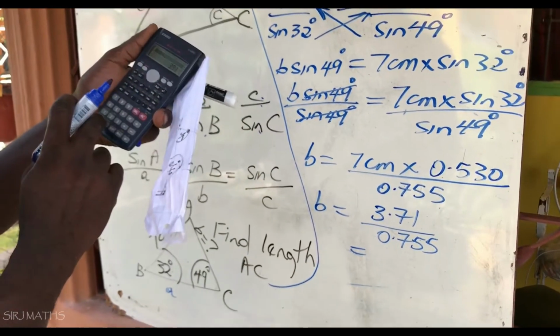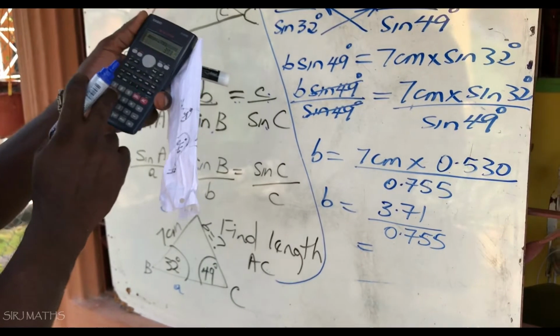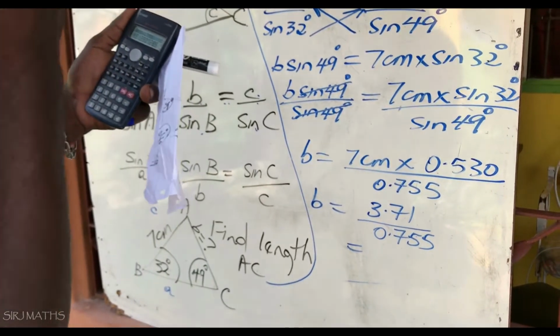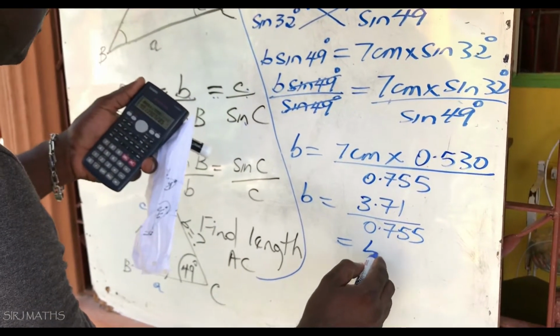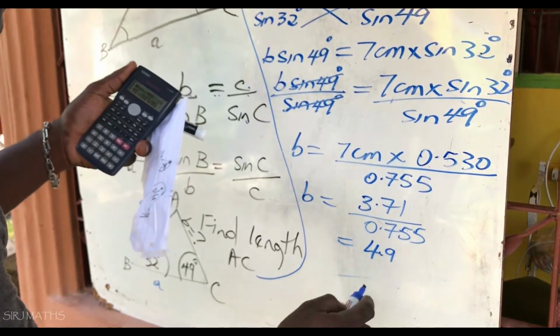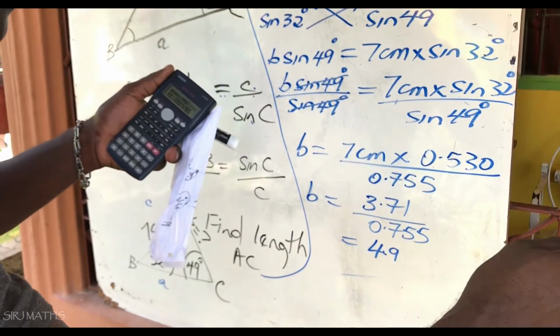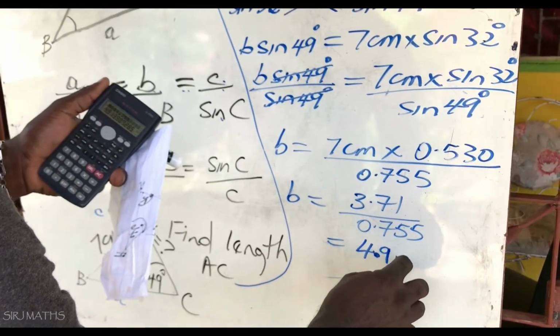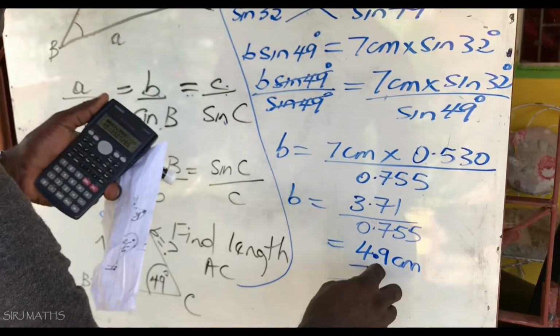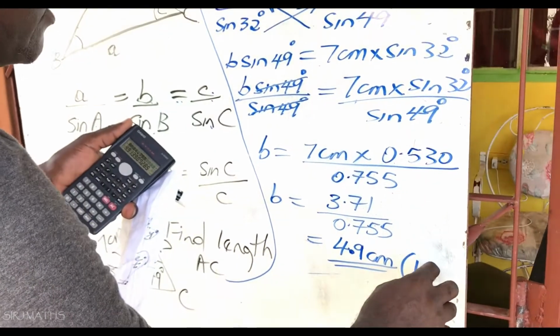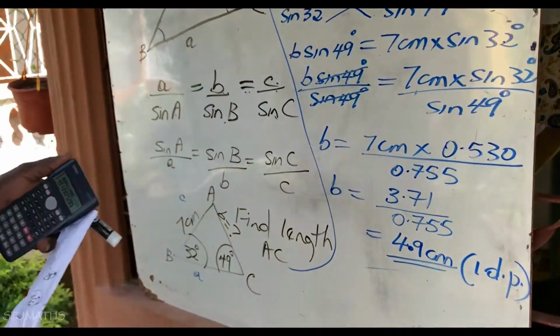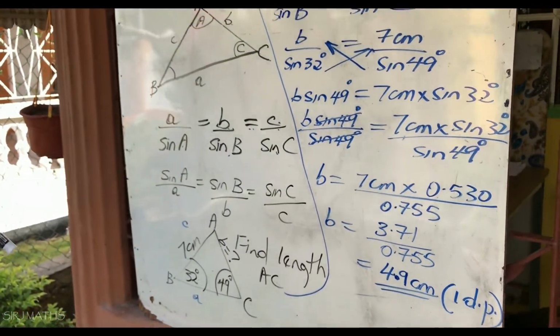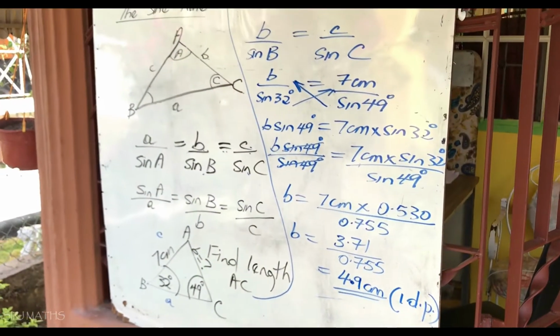Divided by 0.755 equals, and what I get here is, say, 4.9... 139.07285, but to 1 decimal place is 4.9 centimeters. Correct to 1 decimal place. So right here we would have found side b.